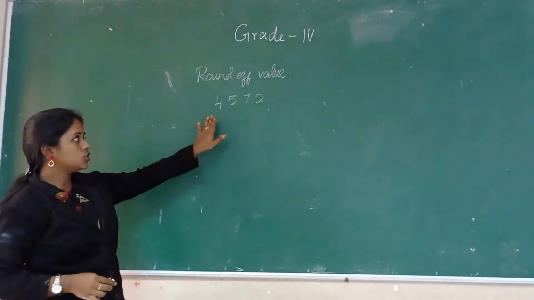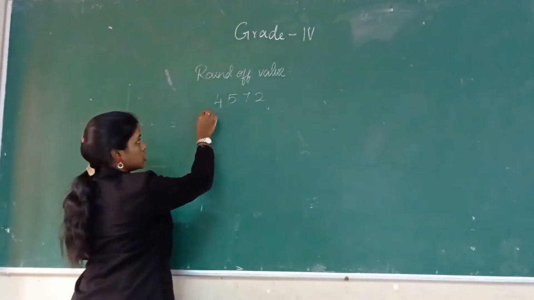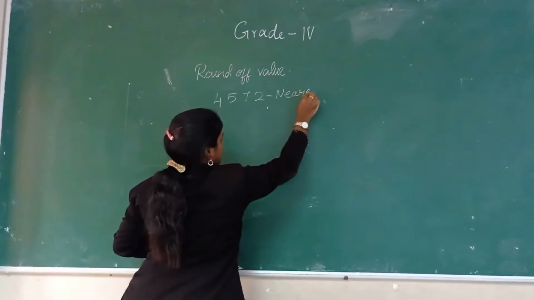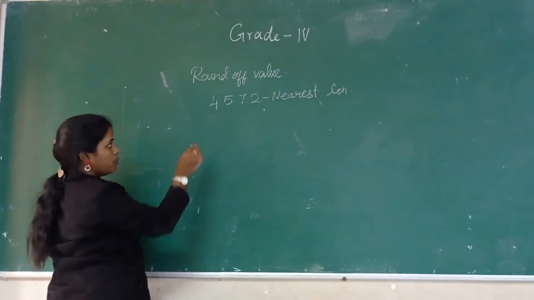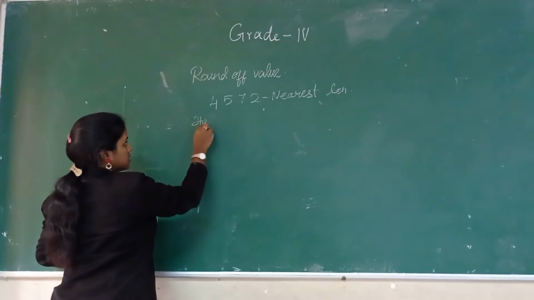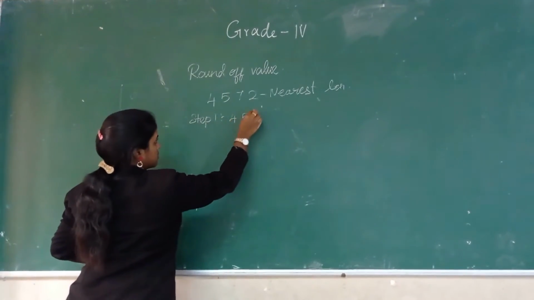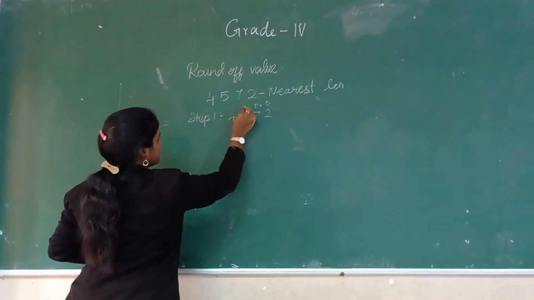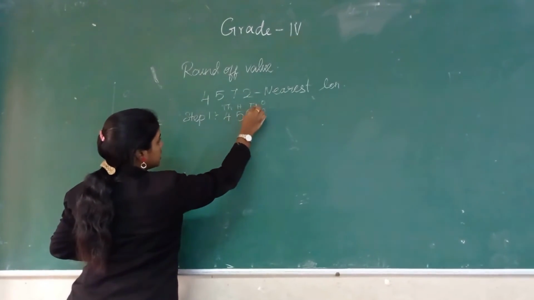Here I am going to round off this number to the nearest 10. I repeat, I am going to round off this number to the nearest 10. Step 1, write the place first. Write the place on the top. And I have to round off to the nearest 10.